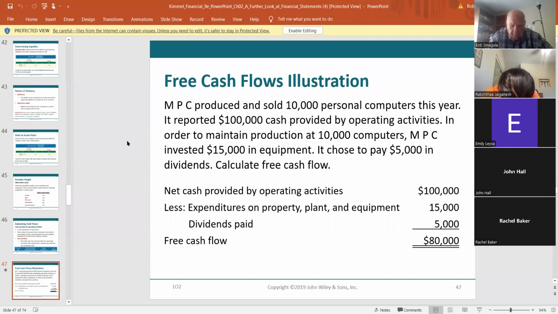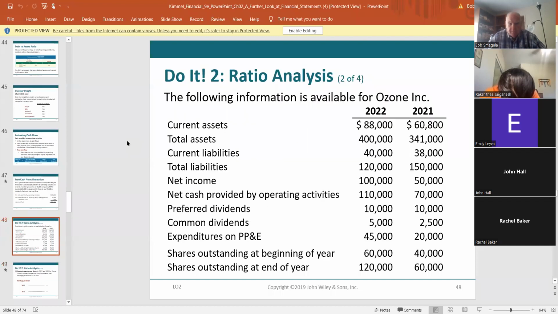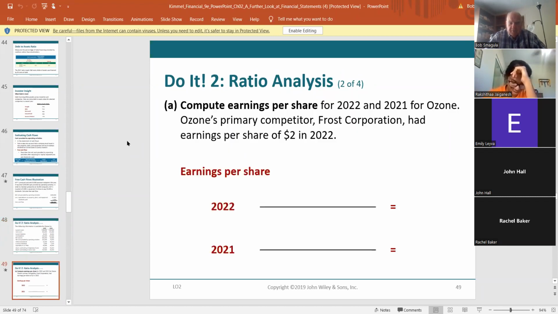Let me move along here. Wow, here they're giving us a whole bunch of information. They're giving us the current assets, total assets, current liabilities, total. We got all kinds of good information here. They probably want us to do something with it. So let's see. Compute the earnings per share. Earnings per share. Do you remember the formula for that?